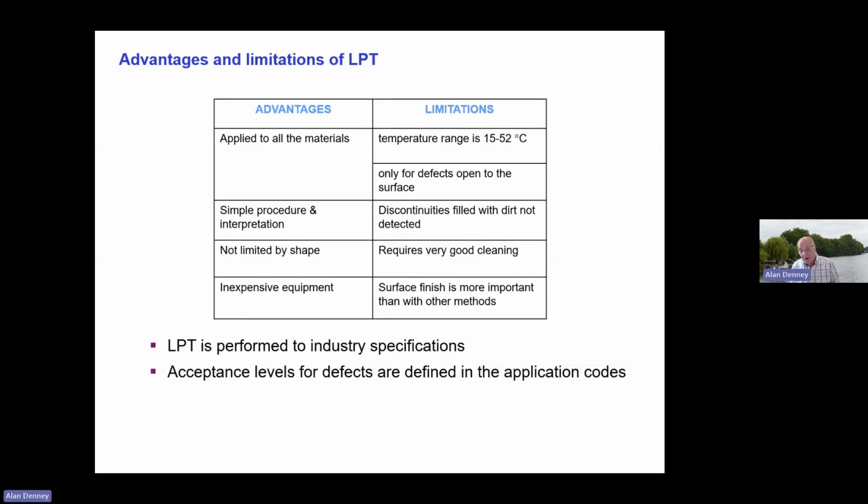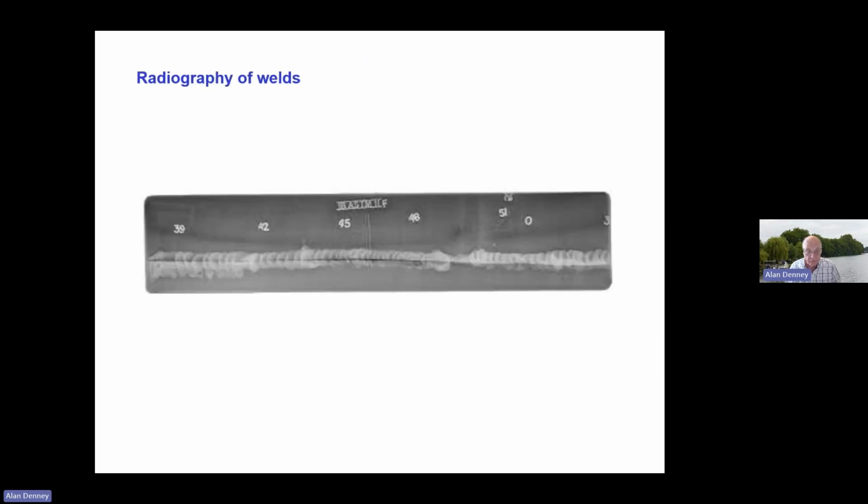Of course, with MPI and with liquid penetrant, it's carried out in accordance with industry specifications. I'll give you a list of those at the end. And again, there are acceptance criteria, but they're defined in the application code. So again, it's different for pipelines to one standard or another, pressure vessels, nuclear components, and so on. Or sometimes the client spec will override all of those and set a different set of acceptance levels, whether it's 1 millimeters that's acceptable or 6 millimeters.